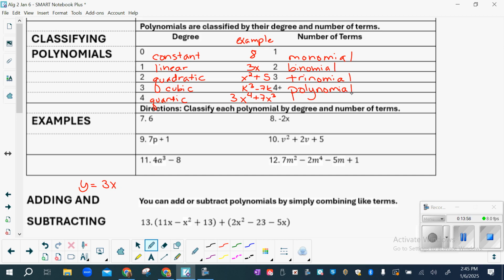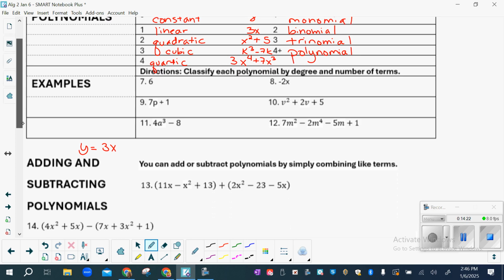Sometimes students get these 2 mixed up. So the number of terms, all of them end in what? Omial. So all of them end in omial for the number of terms. But for the degree, it's according to what the shape would be, if it had a degree of 0, 1, 2, 3, or 4, and so on.